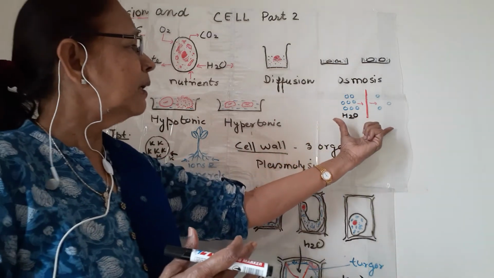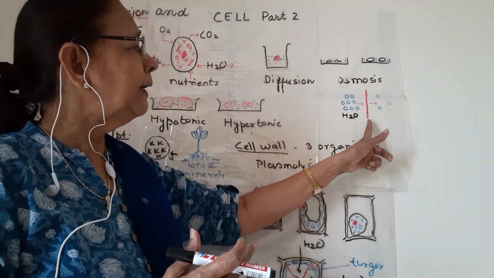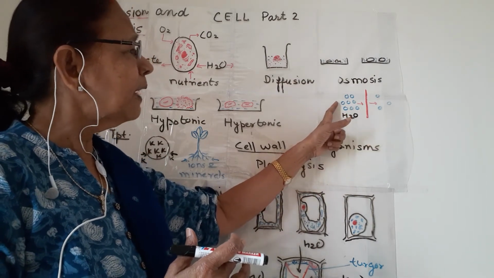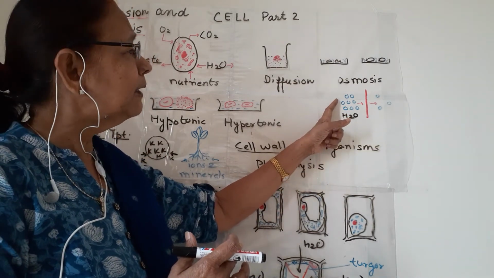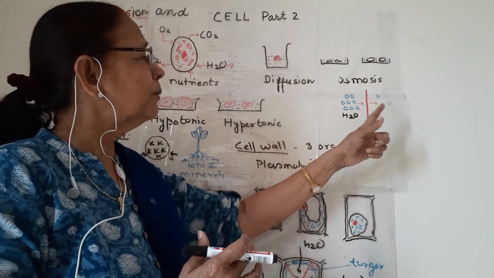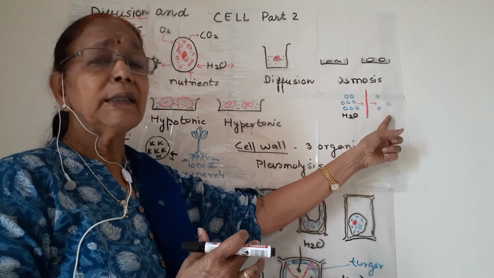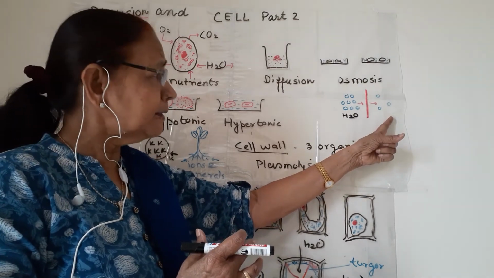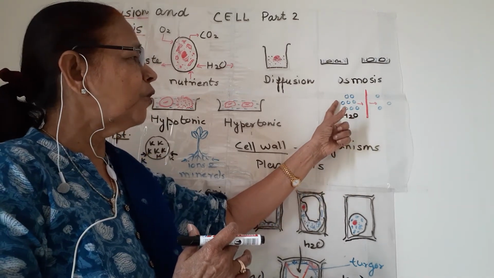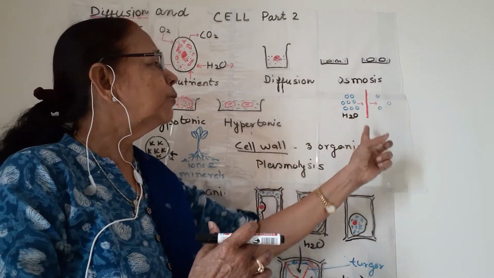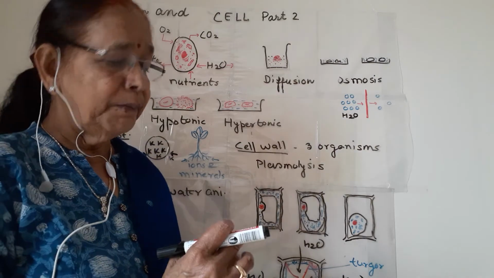So in this diagram you can see this red line is the selectively permeable membrane. On one side more water molecules are there, and these water molecules are going towards this side where the concentration of water is less, and here the concentration of water is more. So osmosis is taking place through this semi-permeable membrane.